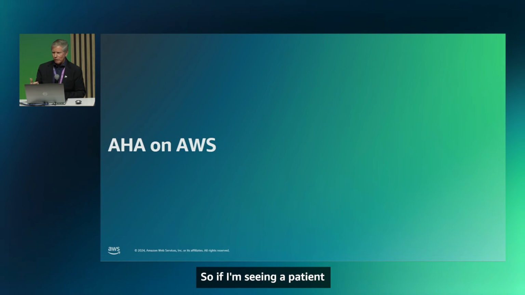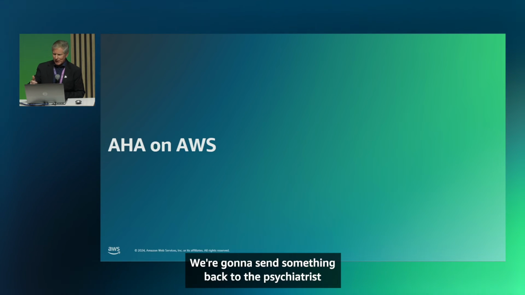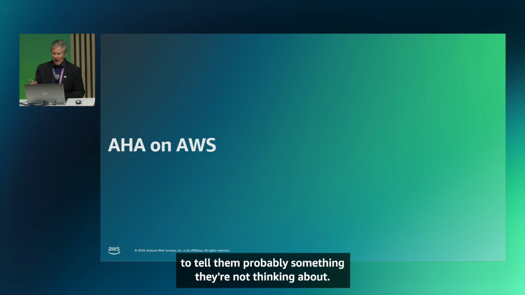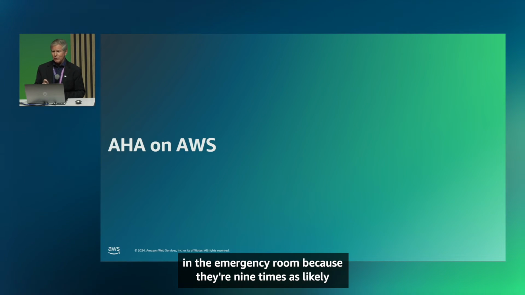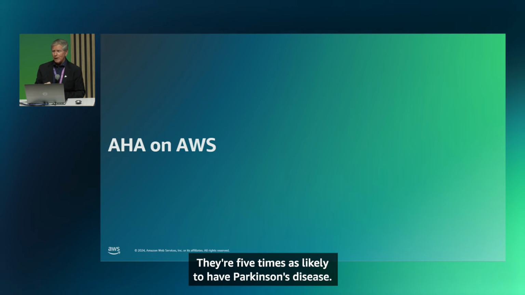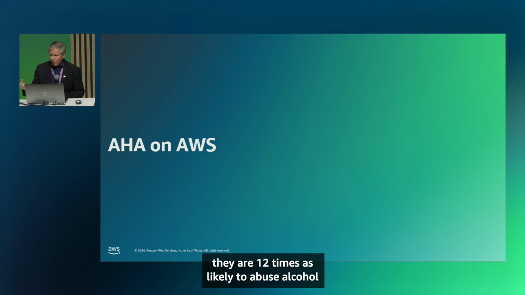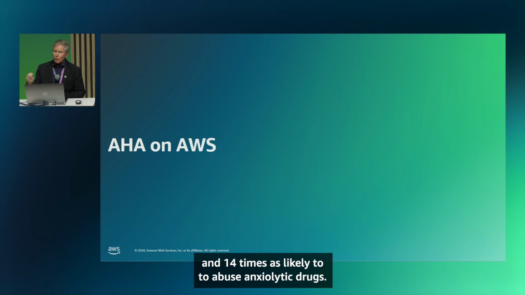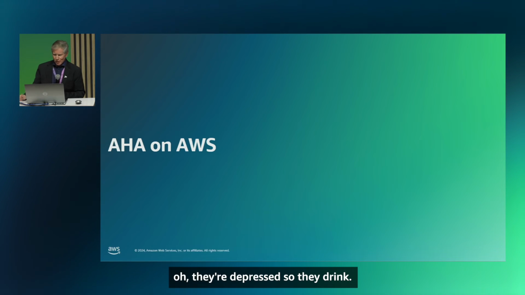So if I'm seeing a patient for severe major depression, we're going to send something back to the psychiatrist to tell them probably something they're not thinking about, but they're going to see this patient pretty soon in the emergency room because they're 9 times as likely to have migraine headaches because of the genetics. They are 5 times as likely to have Parkinson's disease if they have severe major depression. They are 12 times as likely to abuse alcohol and 14 times as likely to abuse anxiolytic drugs, right? And so, a lot of times people thought, oh, they're depressed, so they drink.